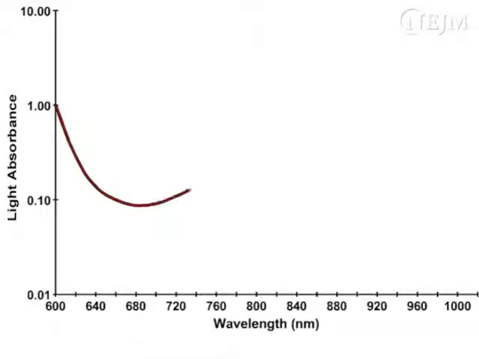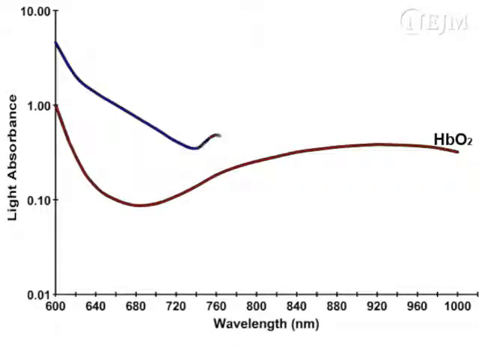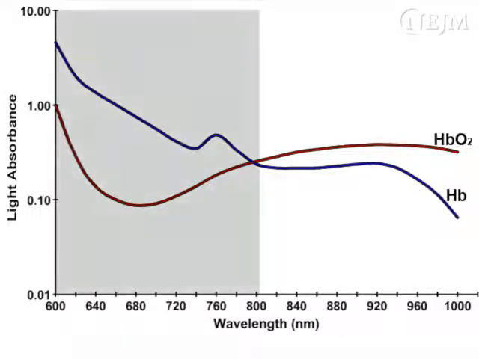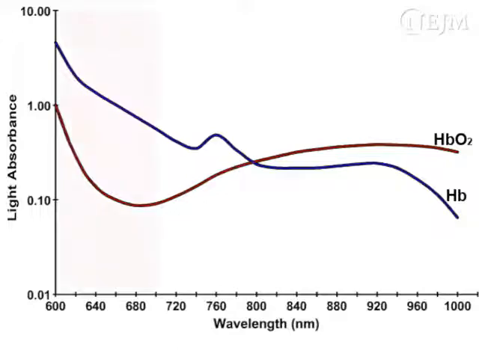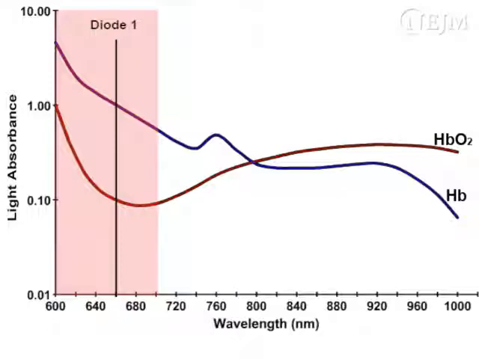Pulse oximeters function on the principle that oxygenated and deoxygenated hemoglobin absorb red and infrared light differently. The light absorption of deoxyhemoglobin is greater at wavelengths of 600 to 800 nanometers, while the light absorption of oxyhemoglobin is greater at wavelengths of 800 to 1000 nanometers. One light-emitting diode emits light in the red spectrum at a wavelength of 660 nanometers, at which the light absorption of deoxyhemoglobin is greater than that of oxyhemoglobin.